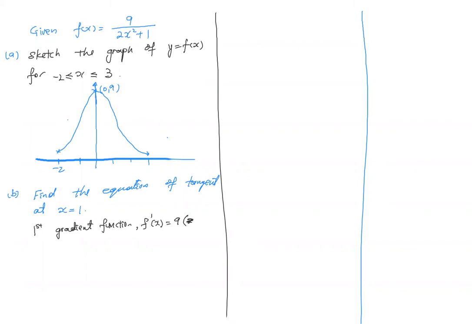You have to take this as 9 times (2x squared plus 1) to the power negative 1. So you got negative 1. Nine times negative 1, (2x squared plus 1) to the power negative 2, then 4x. So in total, negative 36x over (2x squared plus 1) squared. Right?